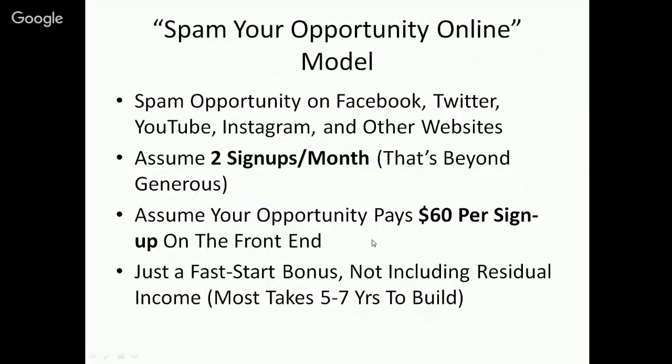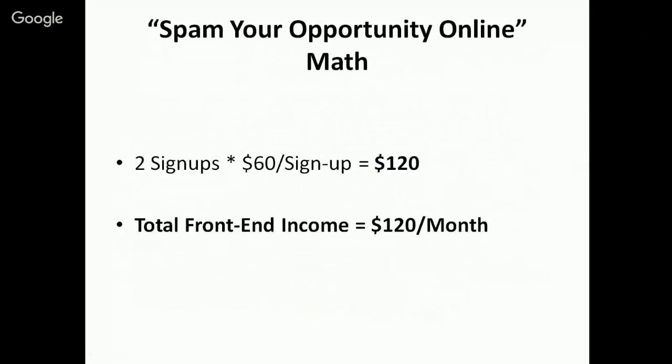I'm not talking about your residual, which is going to take a few years to build up. Let's assume that you get 2 signups by spamming your links all over God's green earth, okay? That's $120 you made on a fast track. I'm not looking at the other back end stuff, that comes later. So your total front end income for all that spamming was $120 that month, okay?